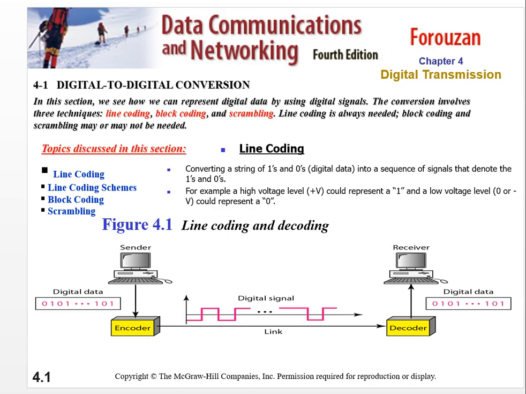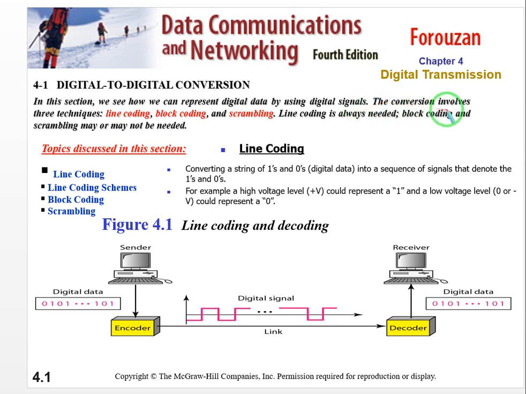So today we will study chapter 4, and the topic is digital-to-digital conversion. The chapter name is digital transmission. In this lecture we will see how we can transfer our data, and in which kind of coding or type of wave we can send our data. We will see how we can represent digital data by using a digital signal. A signal is a wave.